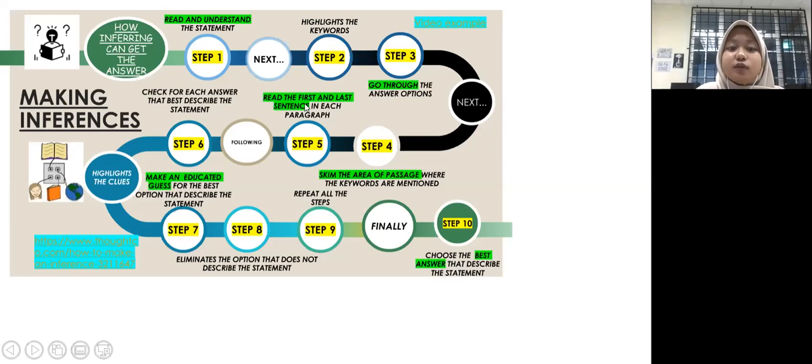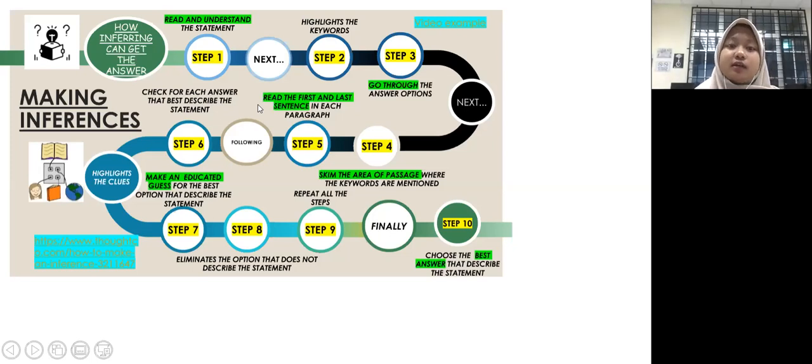Step 5 is to read the first and last sentence in each paragraph. There is another option where you can get a clue, because the clue can be in the first or the last, or even in the middle of the paragraph. Following is to check for each answer that best describes the statement.